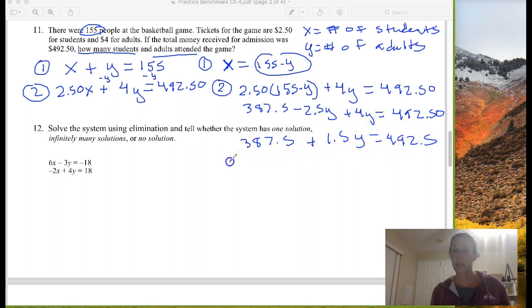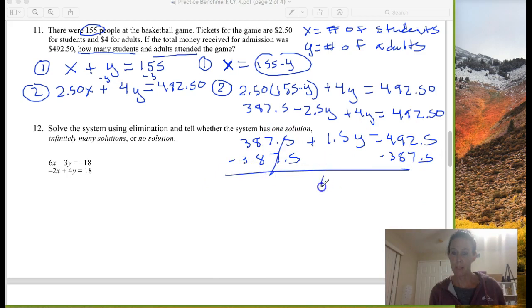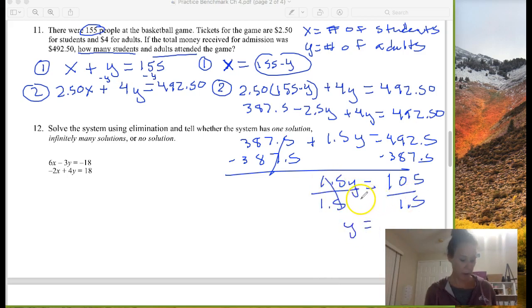Now I want Y by itself, so I subtract 387.5 from both sides. And that's going to give me 1.5Y equals 492.5 minus 387.5, which is 105. Now solve for Y, divide both sides by 1.5. If I do 105 divided by 1.5 on a calculator, that's going to give me 70. So I've solved for one part.